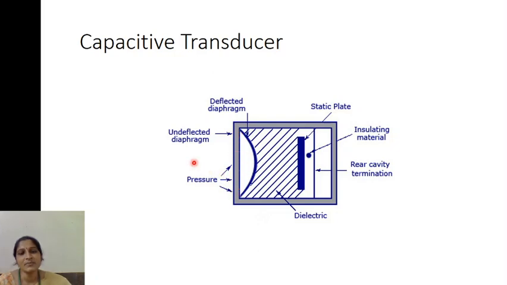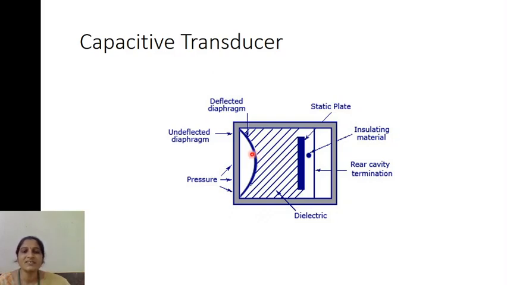Initially this plate will be vertical. But when you apply some force or pressure on this undeflected diaphragm, the diaphragm will be deflected like this. Now the distance between these two plates has been decreased. We know that C is equal to epsilon A by D.